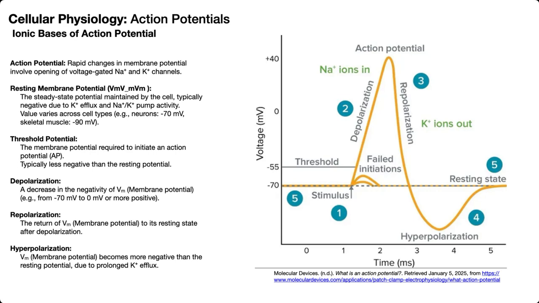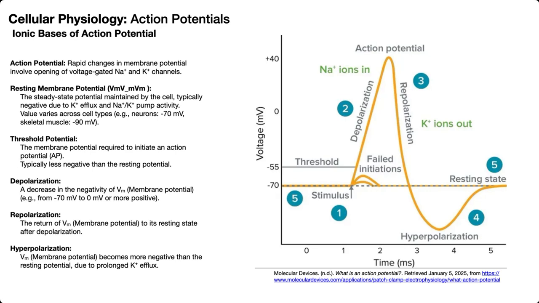Then we return to the resting state by about 5 milliseconds. The graph stabilizes back at negative 70 millivolts. This is happening as voltage-gated potassium channels are closing, and then the sodium-potassium pump restores the original ion concentration that we had at the very beginning, right before the stimulus. This prepares the cell for the next action potential.